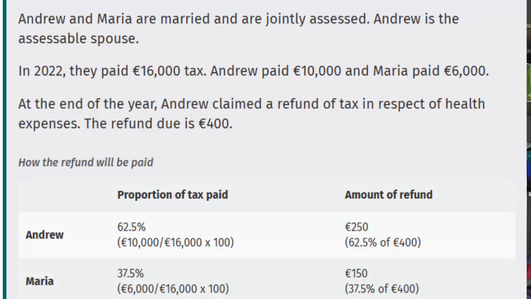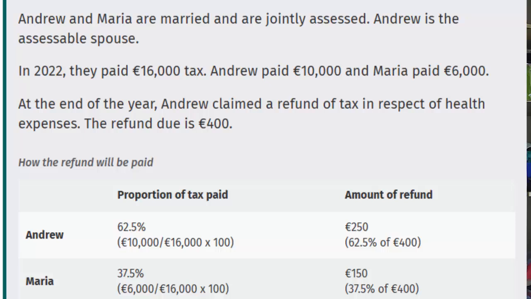After the end of the 2024 tax year, Andrew claimed a refund of tax in respect of health expenses for 2024. The refund due is €400. How will the refund be paid? The proportion of the tax paid by Andrew is 62.5%, which is €10,000 divided by €16,000 multiplied by 100. The amount of refund Andrew is due is therefore 62.5% of €400, which is equal to €250.